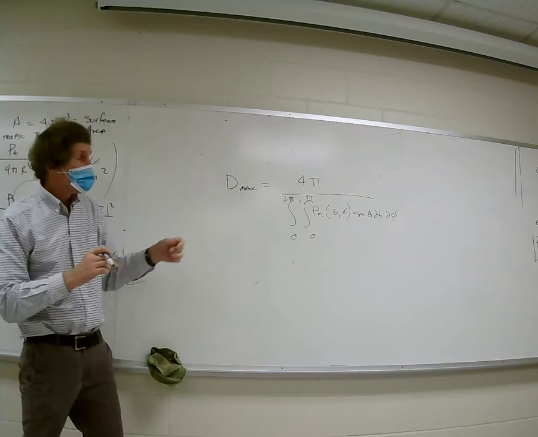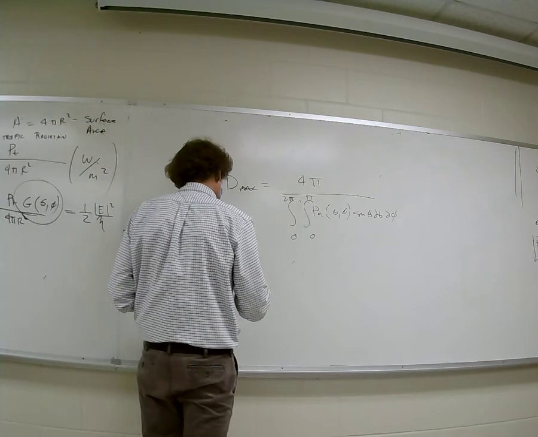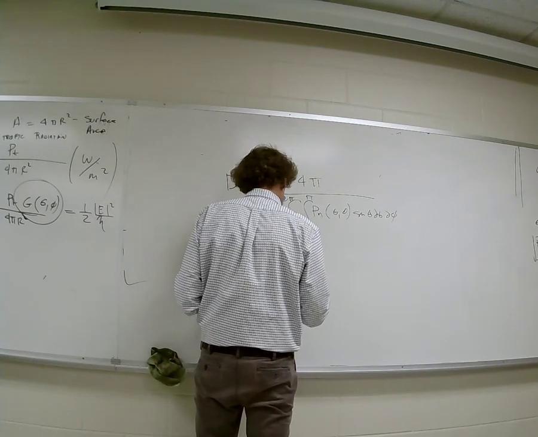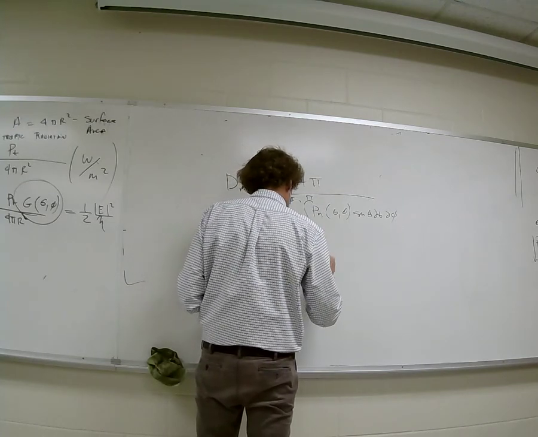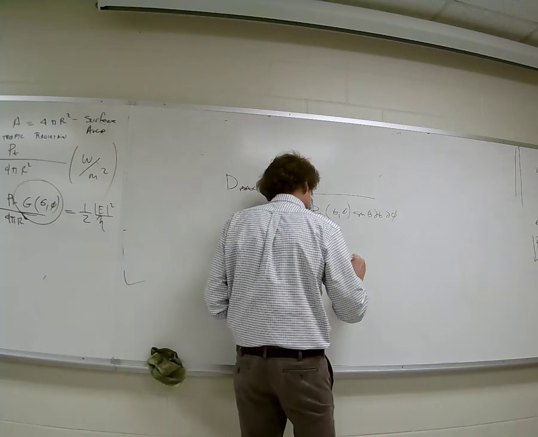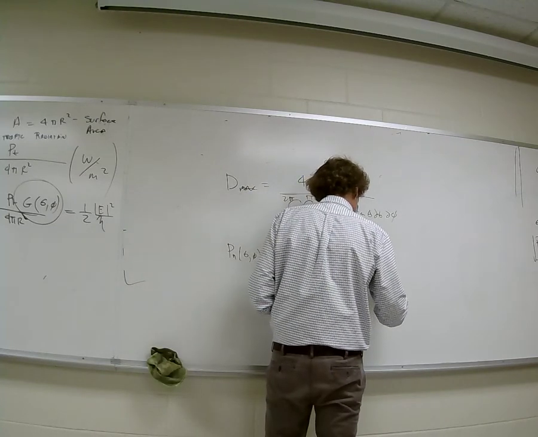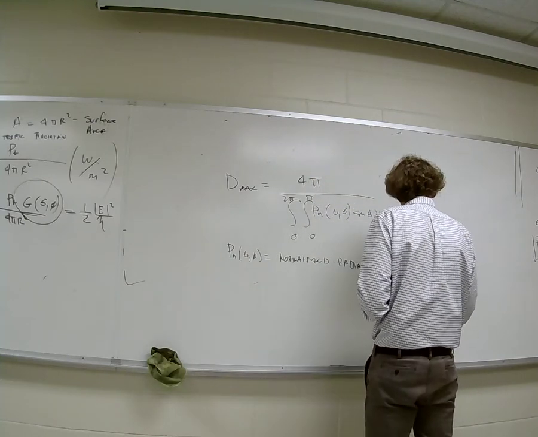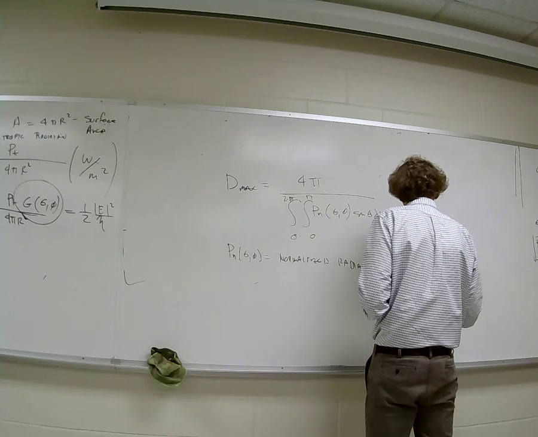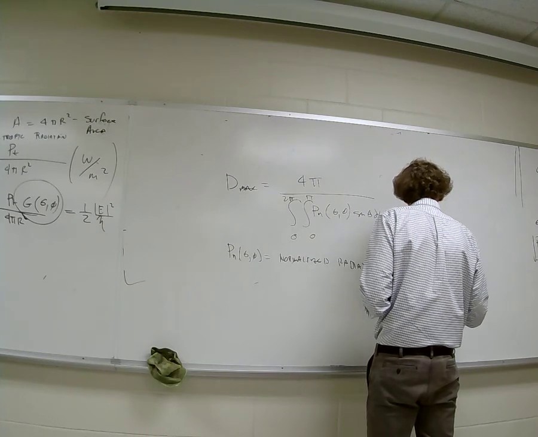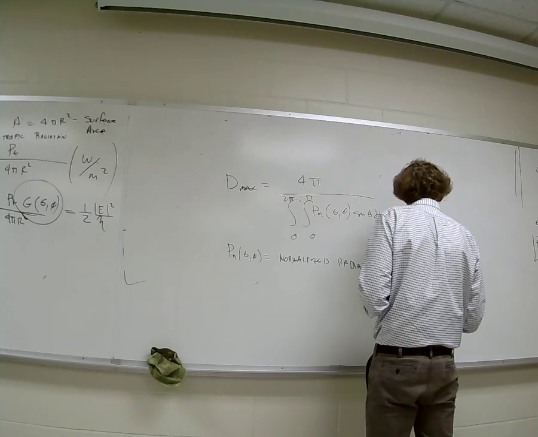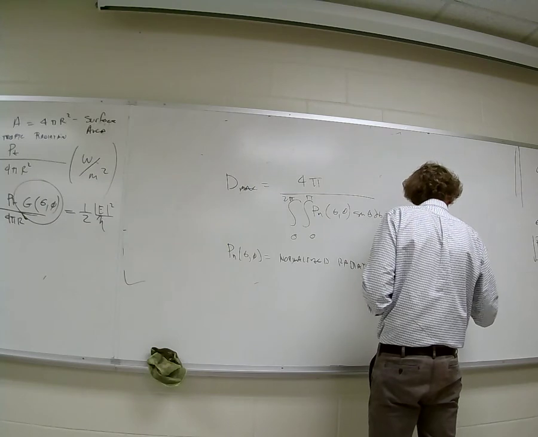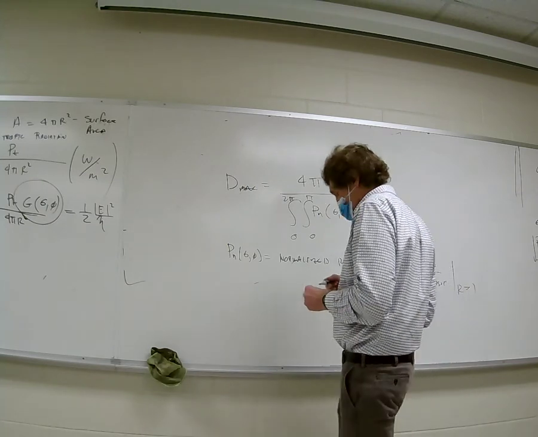Pn of theta and phi is the normalized radiated power. It's just equal to the average power's maximum value over the actual average power, or the average power from an isotropic radiator, both at distance r equals 1. I've got to spend more time on that.